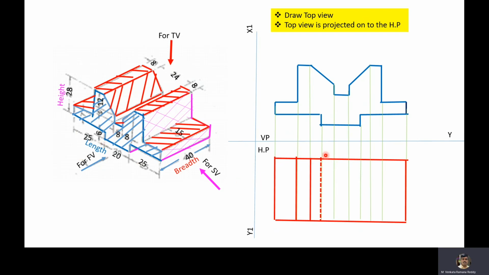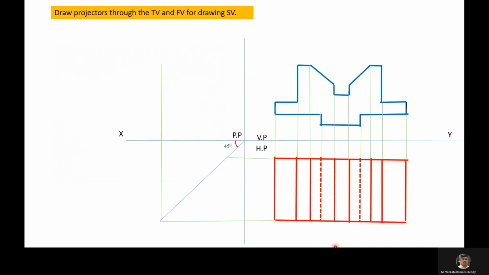So this breadth line is invisible. This is visible. This is invisible. Again, visible, visible. That is, drawing the top view is over. The next step is drawing the side view. For that, we'll draw projectors through the top view as well as the front view towards the profile plane. That is over.